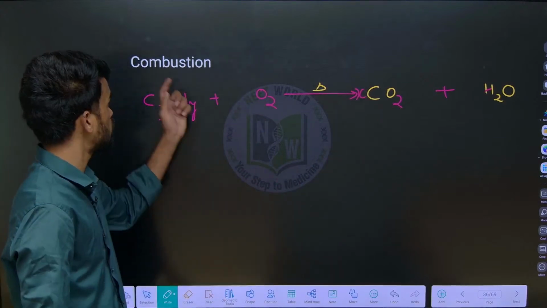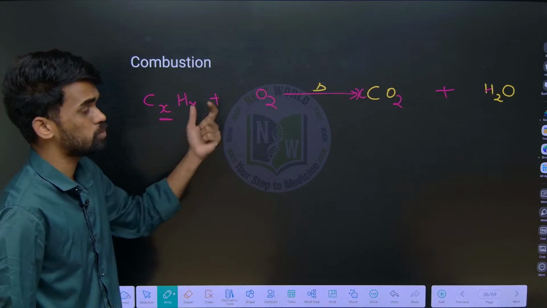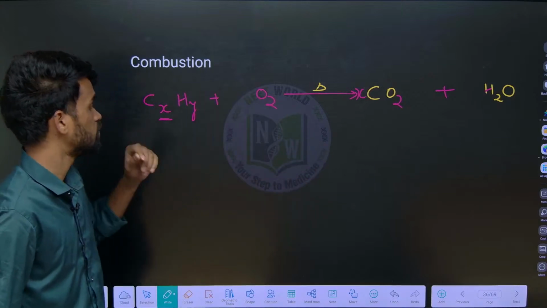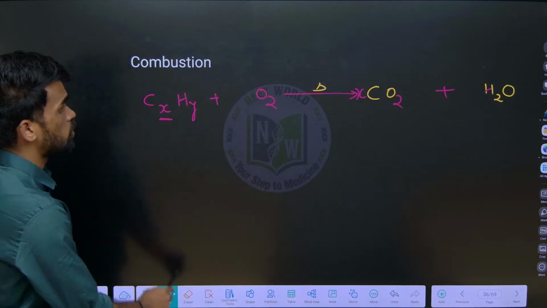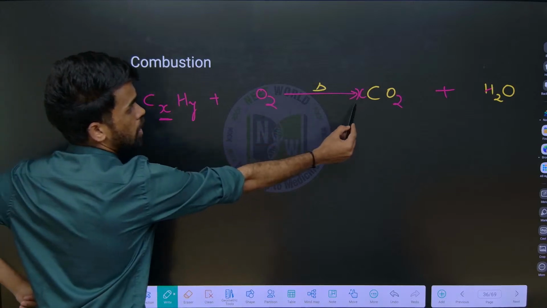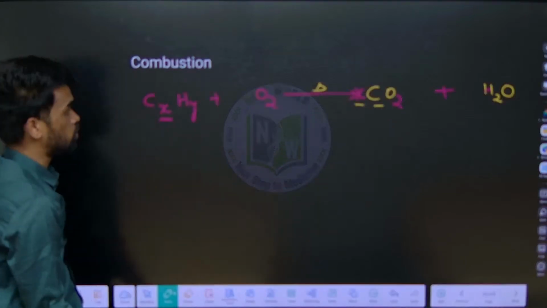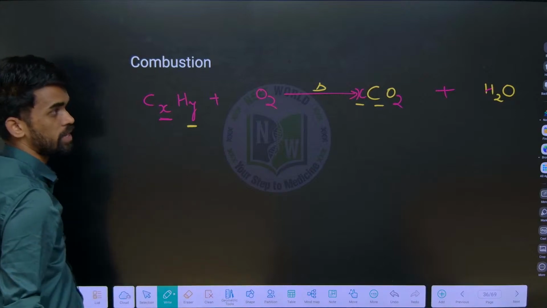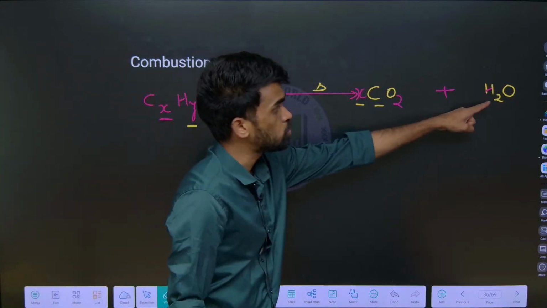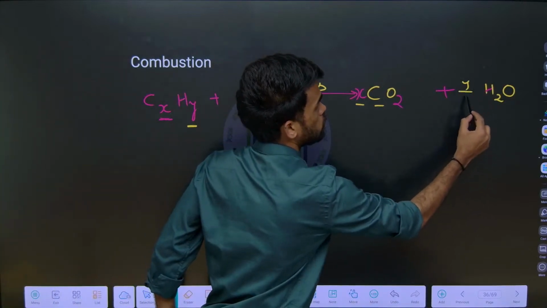So I just want to give you some hint how to balance this reaction, that is enough. The remaining thing you can refer to the book. Okay, so X carbons, so all carbons will be converted into CO2. Again, how many hydrogens are there? Y. So therefore here already 2 are there, so I am writing Y by 2 number of hydrogen atoms.